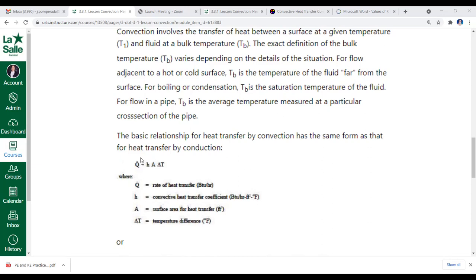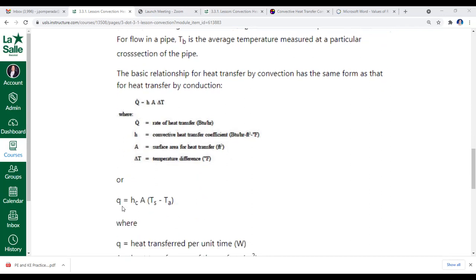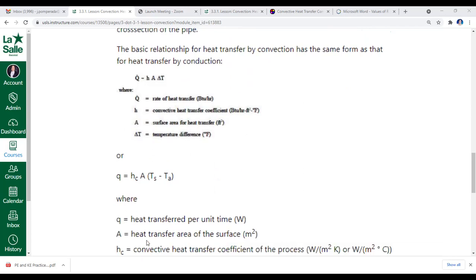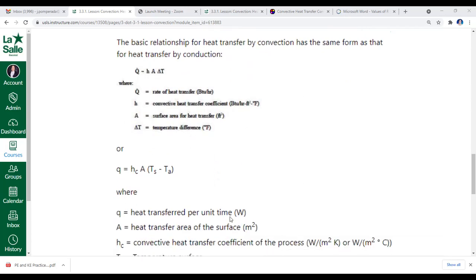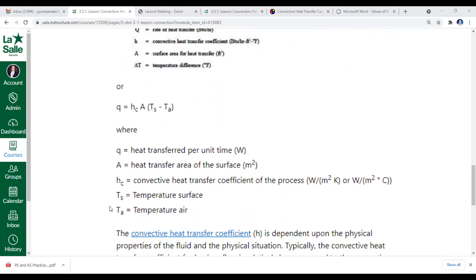So our Q here, class, is the heat transfer rate. Meaning its unit is joule per second when we speak of a set of units in SI. Or it could be something like this, where your Q is the heat transfer per unit time, which is already the watt, in joule per second, and your area is in square meter, and your h sub c is the convective heat transfer coefficient of the process.